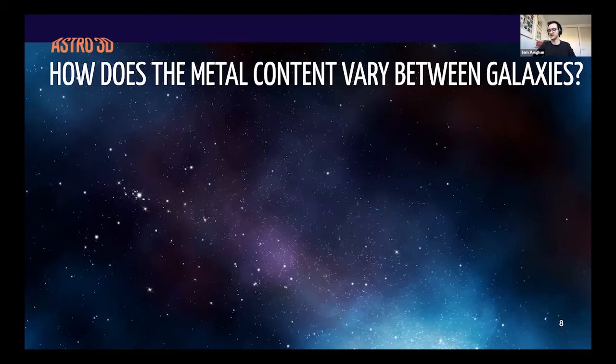So moving on to the science results from this work, having done this for all 2,000 odd galaxies, we can now look at how the metal content of these galaxies varies between galaxies.